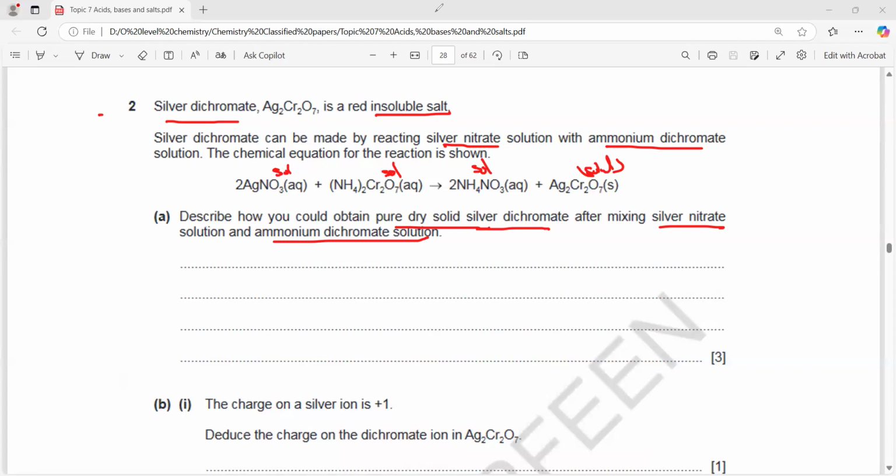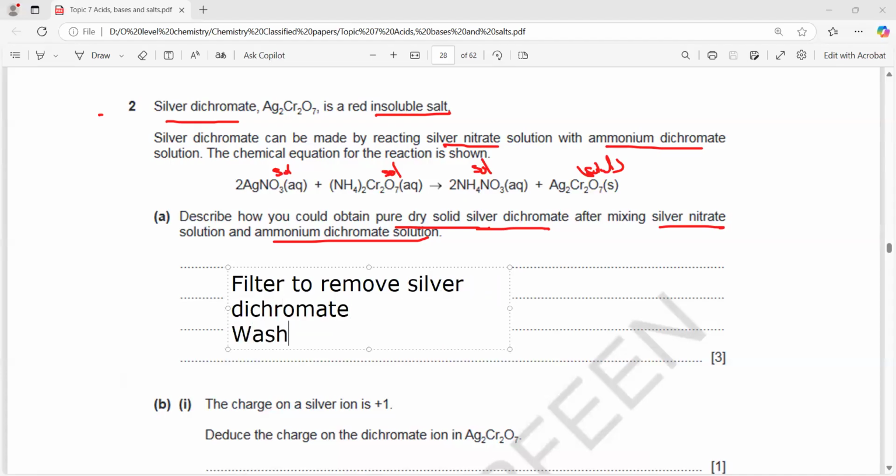So what should we do? First thing, no, it's already mixed. Yes, sir. Describe how we obtain pure dry solid after mixing. So it's already mixed, so what will we do? We'll filter to remove silver dichromate. Then we wash it with water, with distilled water. Then we will dry it with a tissue paper. Or you can also say filter paper.